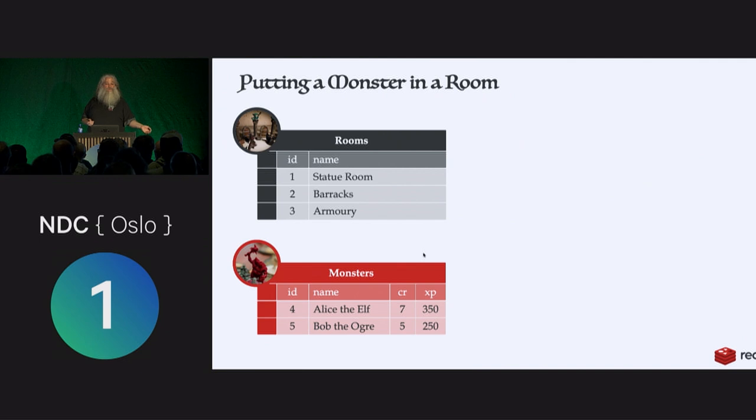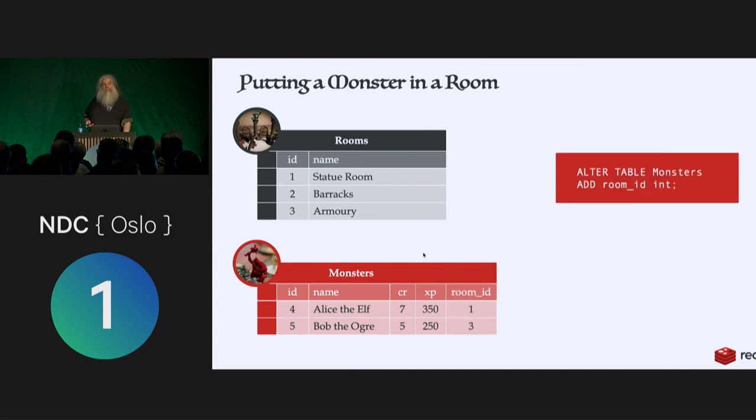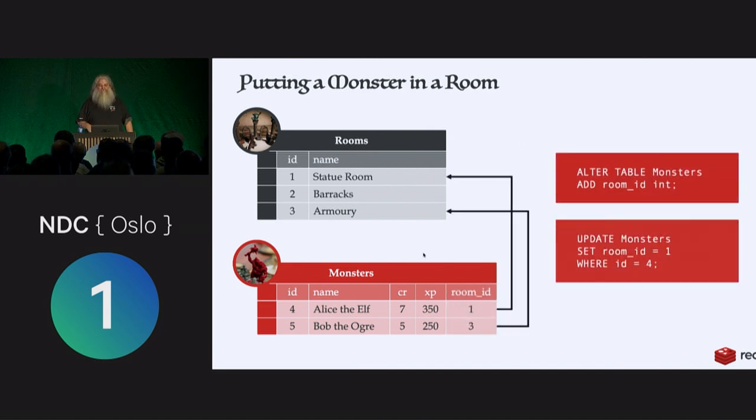So how do we do this with a relational database? Foreign key. So we have to alter our table and then update that table to put those monsters in a room. So now Alice the elf is in room one, which is the statue room, which was recently upgraded to the statue hall. And Bob the ogre, Grandpa, is in the armory. This makes sense to me. So in a relational database, we'd have to alter our schema and then make some updates.